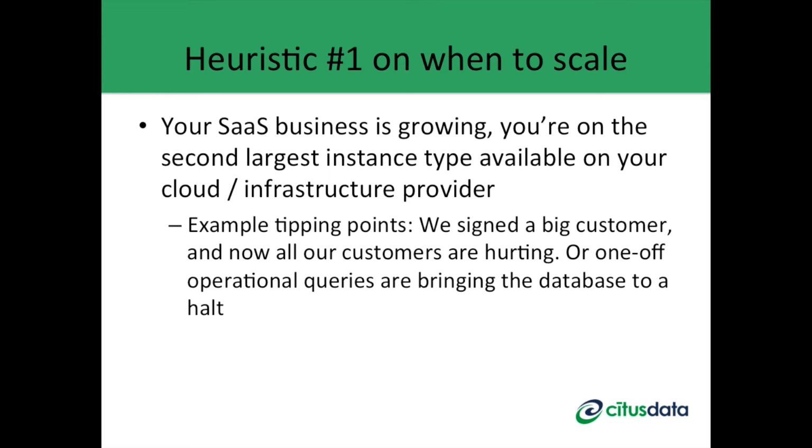The first one is, if your business is growing and you're on the 2nd largest instance type available on your cloud provider, you probably want to start thinking about scaling out. Why the 2nd largest instance type and not the largest one? Because your business will continue to grow. Being on the 2nd largest instance type will give you breathing room to grow while you start thinking about sharding.